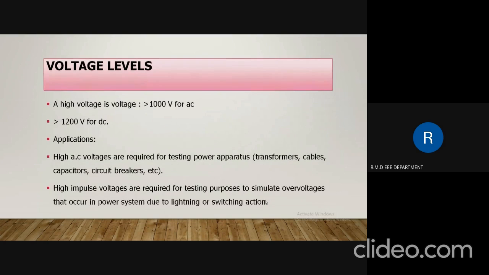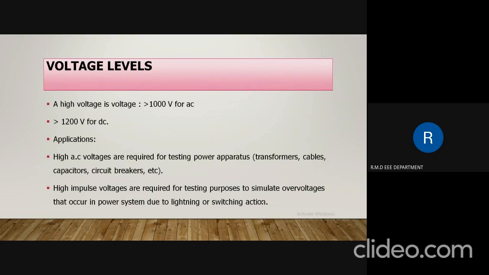In electrical engineering and in applied physics, high DC and high impulse voltages are required for many applications. Applications such as the electron microscope and X-ray require high DC voltage of about 100 kilovolt or more. And electrostatic precipitators and particle accelerators require a DC voltage of about several kilovolts and even megavolts. So there is a very high necessity for generating high DC voltages.